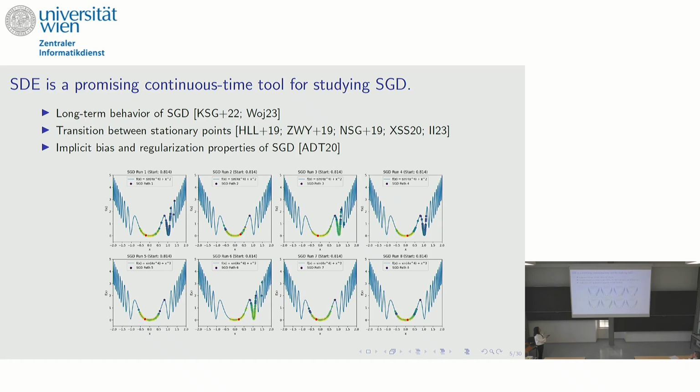Of course, there are also some works that use stochastic differential equations to analyze the implicit regularization effects of stochastic gradient descent. Here is one example, just to give you an illustration. Here we plotted 8 different runs of stochastic gradient descent using the same constant step size with the same initial points.